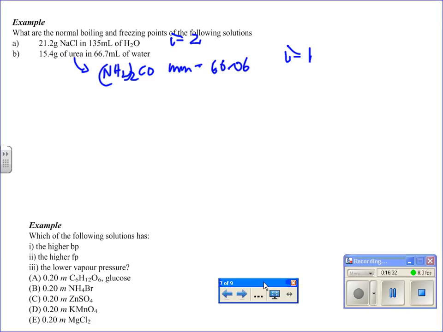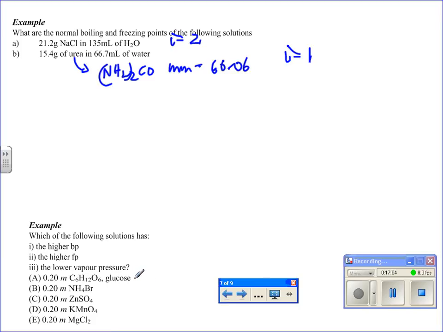What we have to remember is that these are colligative properties, and so their changes depend on the amount of solute in the solution. We must remember that the more solute, the higher the boiling point, the lower the freezing point, and the lower the vapor pressure. So when we look at these substances, we need to decide which one of them is going to put the most number of ions in solution and the fewest number of ions in solution.